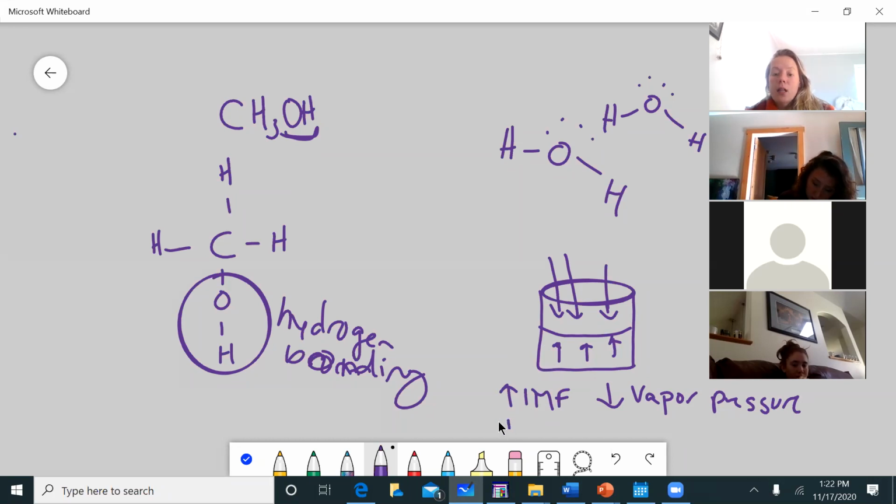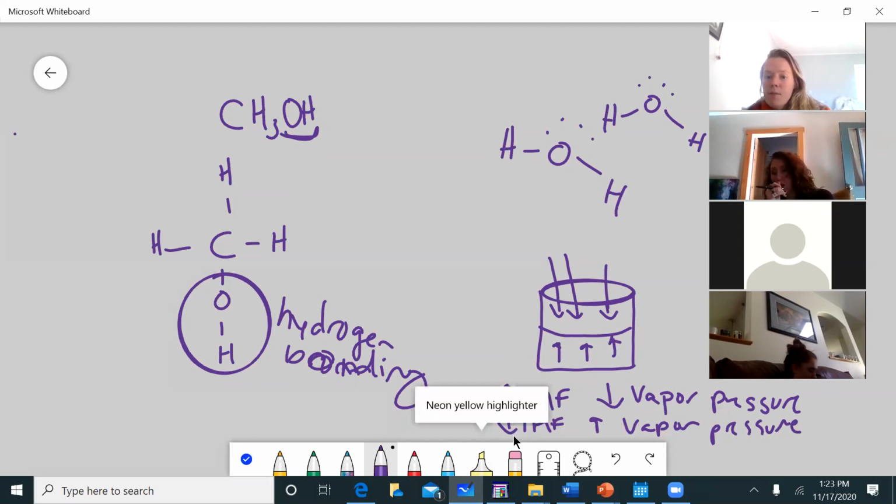And vice versa, a low IMF, a low intermolecular force, will create a high vapor pressure. So if I've got a material that isn't very stuck to itself, the molecules are in the same space, but they don't really have any connection to each other, they're going to expand or apply a lot of pressure to the surrounding gas.